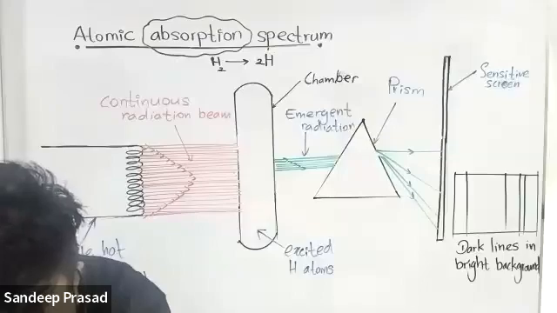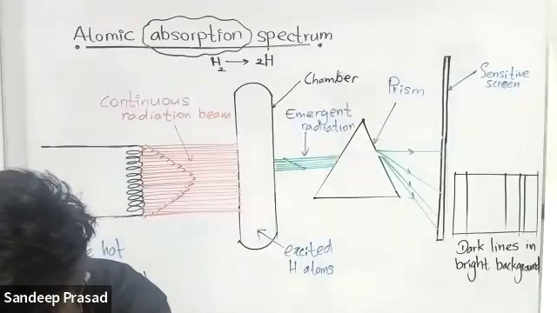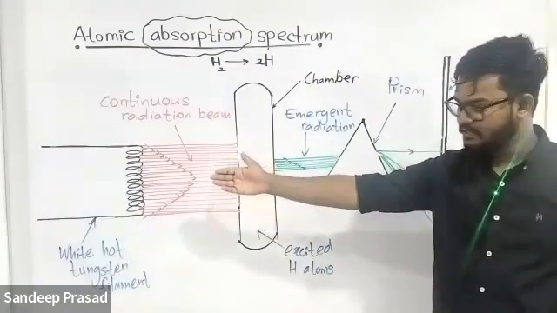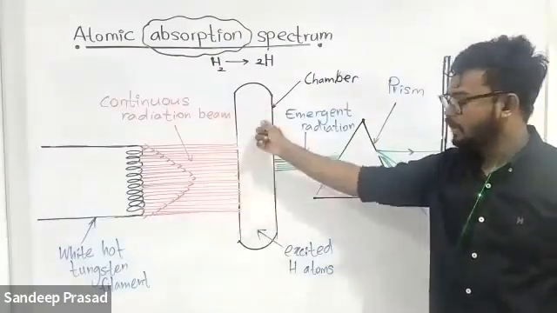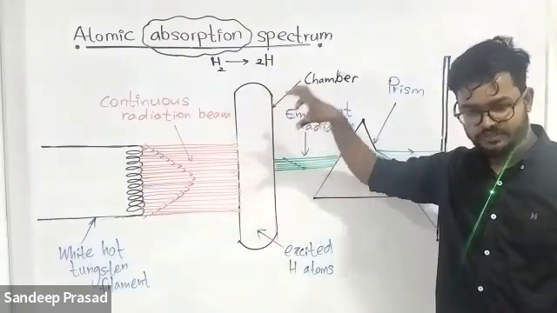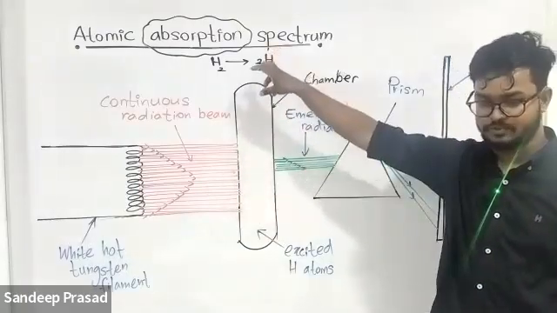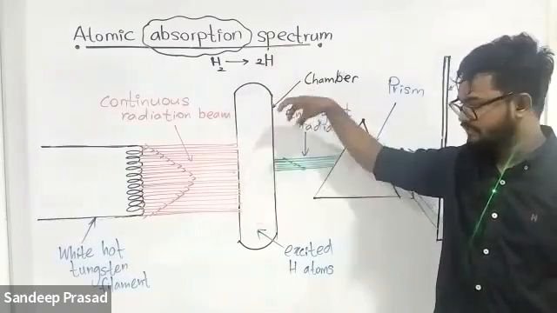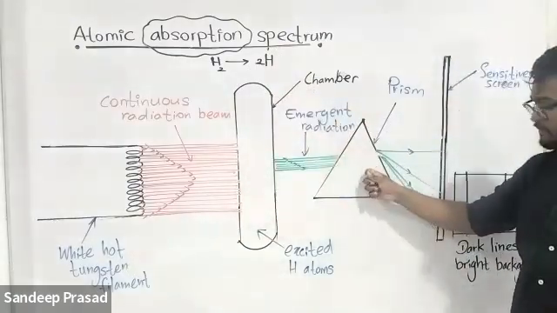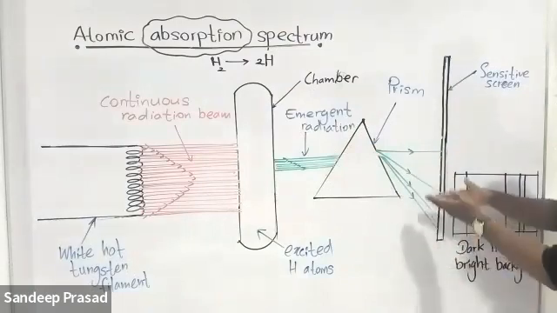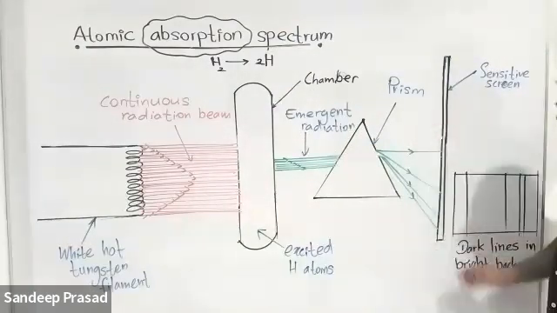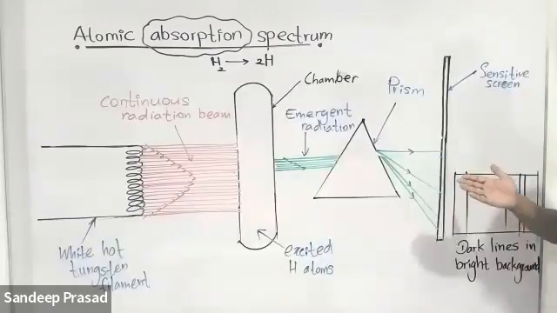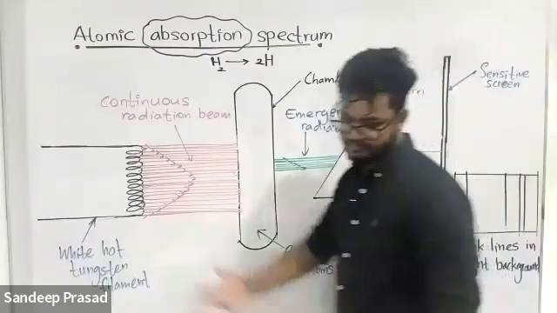So can you please tell me the purpose of using each of these apparatus? Very easy. I told you why we are using the tungsten filament: in order to get the energy radiations. Why do we use the chamber? In order to include the hydrogen atoms, because we are analyzing the absorption spectrum. We need the hydrogen atoms in the chamber. That's why we need the chamber. Why are we using a prism? Because we need to separate these energy radiations. We have to keep a gap. And why are we using a sensitive screen? The use of the sensitive screen is that we need to see the energy radiations properly. Very easy.